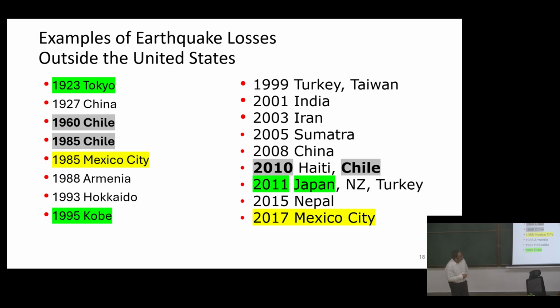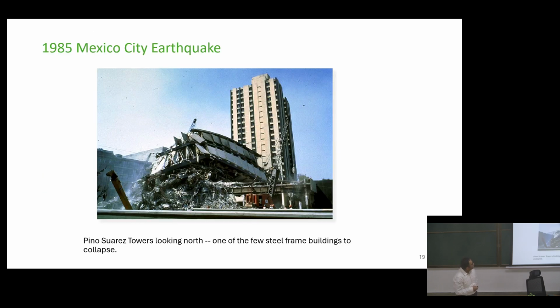Worldwide, there are a few to mention. 1985, Mexico City was a huge one in terms of lives lost. Japan 2011, Mexico City 2017, Haiti. This was the Gujarat earthquake in 2001, Republic Day. That was a big one, also for India. These are some examples from the Mexico City earthquake damages that occurred. This was one of the few steel frame buildings that collapsed.